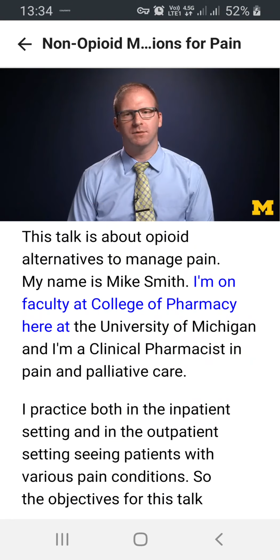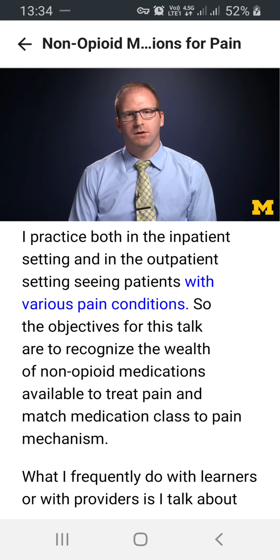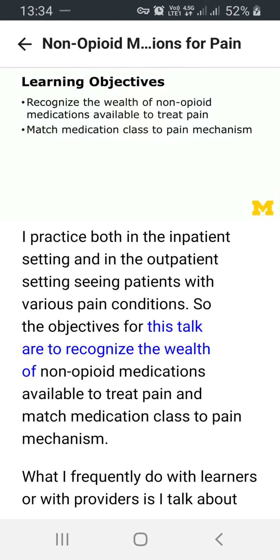College of Pharmacy here at the University of Michigan, and I'm a clinical pharmacist in pain and palliative care. I practice both in the inpatient setting and in the outpatient setting, seeing patients with various pain conditions. So the objectives for this talk are to recognize the wealth of non-opioid medications available to treat pain and match medication class to pain mechanism.